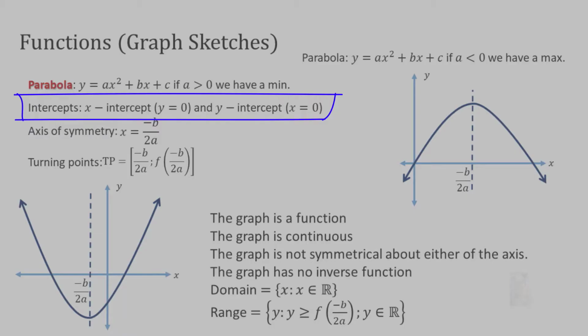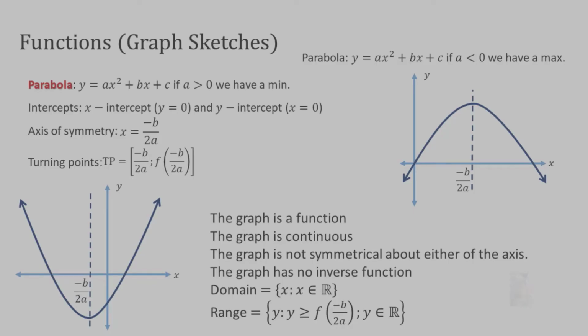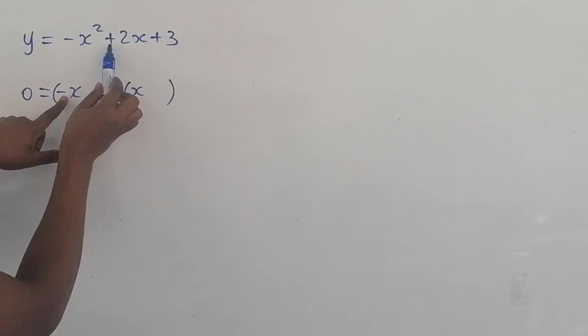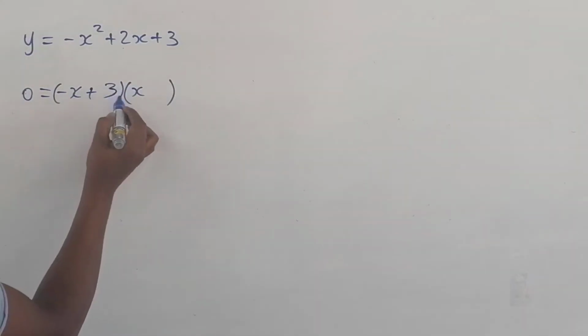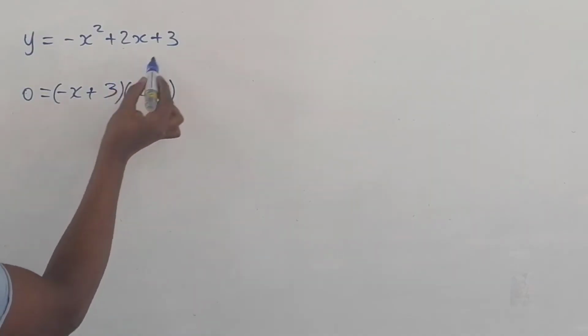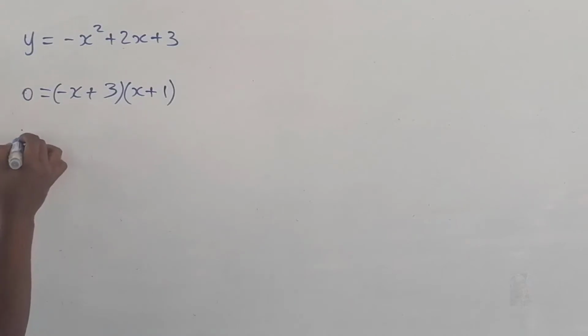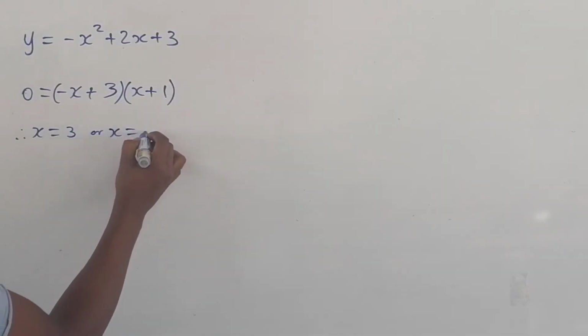As you can see, we look for the factors for the first term and the last term. For the first term it is negative x and x. For the last term, it will be 3 and 1. Now, the positioning of 3 and 1 must be such that they form that positive 2x. So how do they do that? We'll have negative x plus 3 and x plus 1. Then we can now find the x-intercepts by equating each bracket to 0.